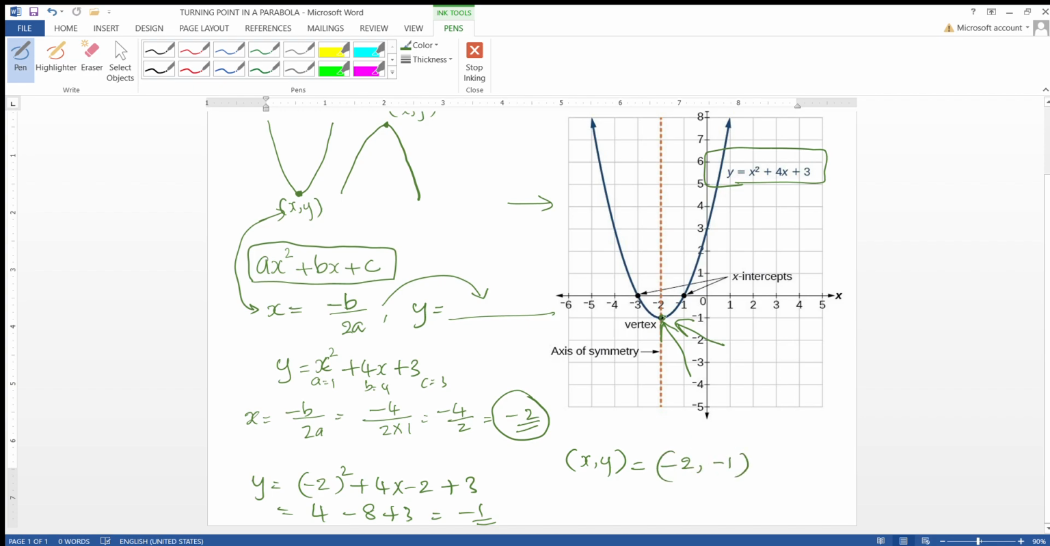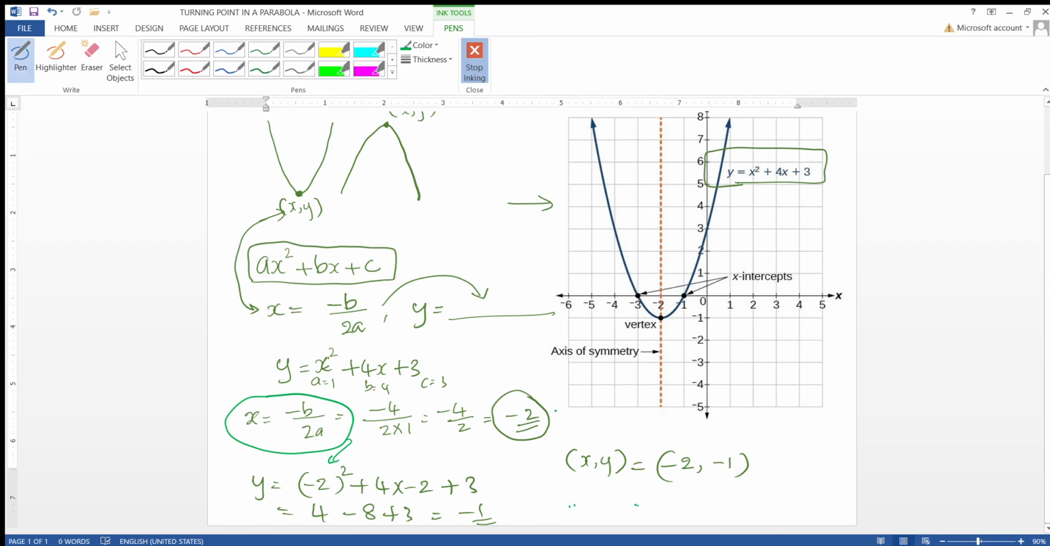You can see in the graph the same is marked. The x value of the turning point is negative 2 and the y value is negative 1. This is one method of finding the turning point of a parabola. Repeating, here x is equal to minus b by 2a. This part is the main one. Once the x value is ready, substitute that answer in the y value. This is one method. So now we will see what's the other method.